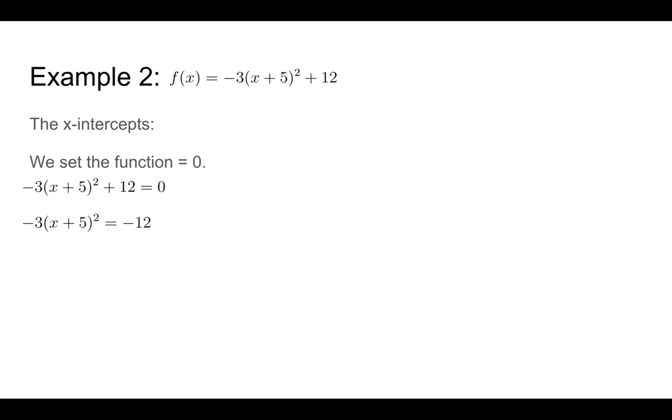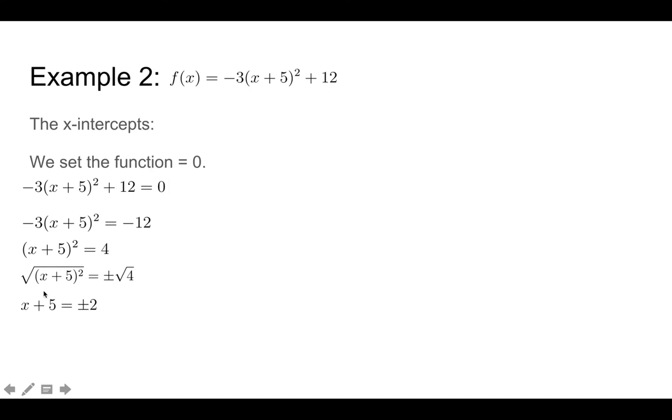Move that 12 to the other side. Divide through by this -3. Hey, look, we've got junk squared equals a number. We can use the square root property, take the square root of both sides. Whenever you take the square root of both sides, you must put a plus or minus on this right side. On the left, square root of stuff squared is just stuff.